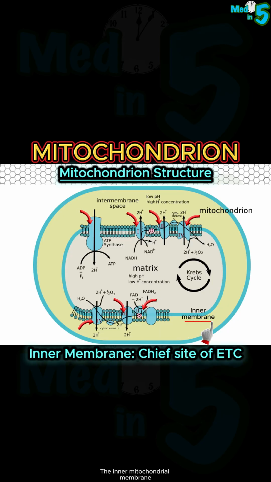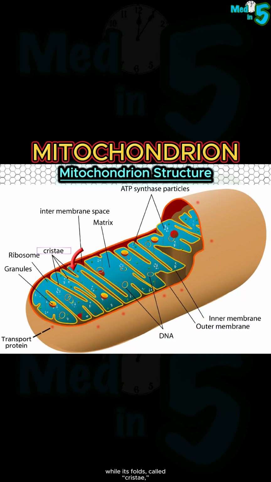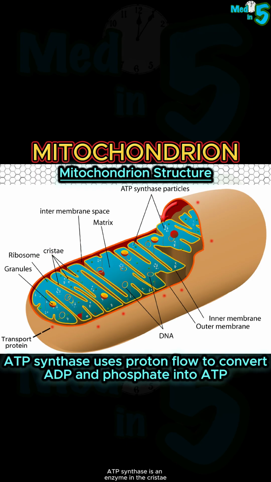The inner mitochondrial membrane is the chief site of the ETC, protein complexes involved in energy production. The membrane's tight structure allows efficient energy transfer, while its folds, called cristae, increase surface area for more ATP production. ATP synthase is an enzyme in the cristae that uses proton flow to convert ADP and phosphate into ATP.